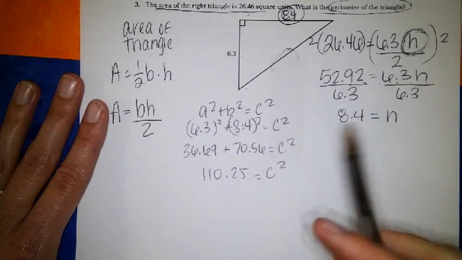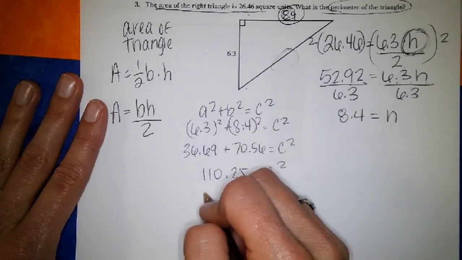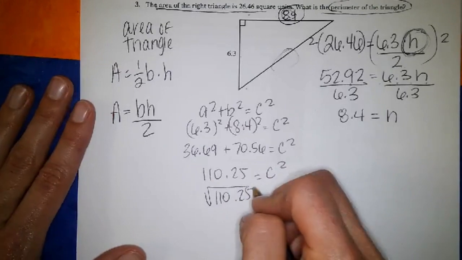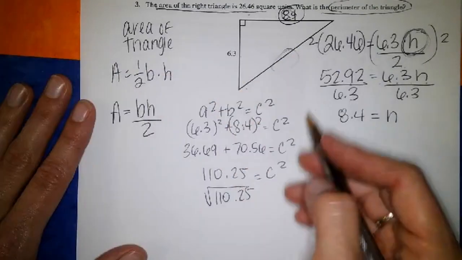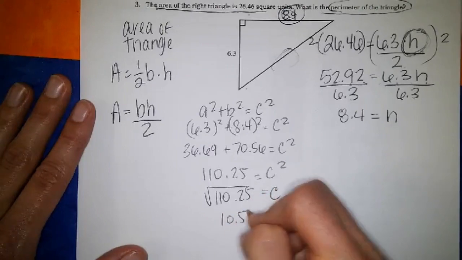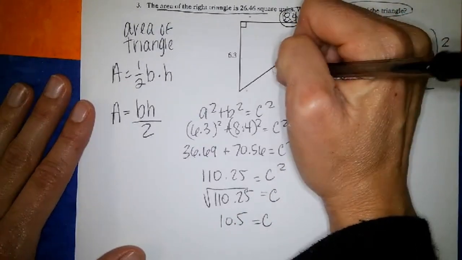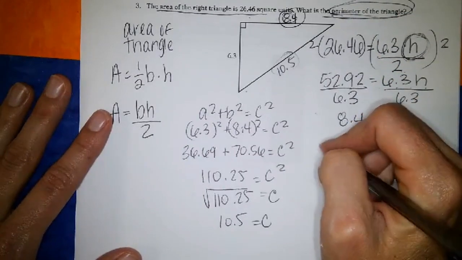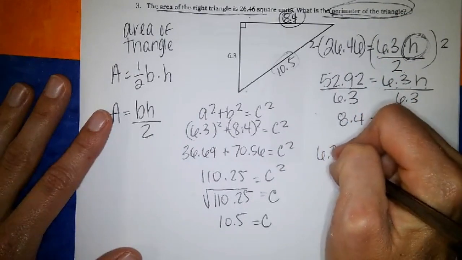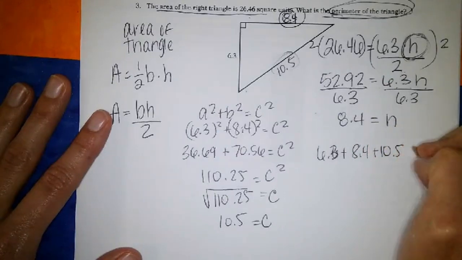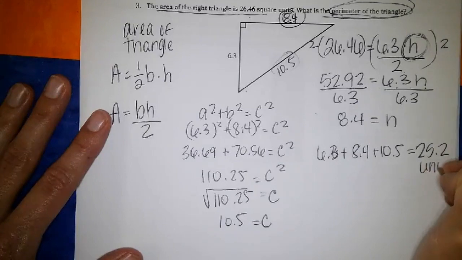We now have to solve for c. Root of 110.25 equals c. So c is going to equal 10.5. But we're not done yet because it asks us for the what? The perimeter. So perimeter is all the way around. That means that we're going to add 6.3 plus 8.4 plus 10.5. And if you add that up, it's going to give you 25.2 units.